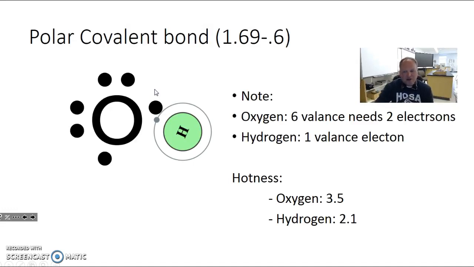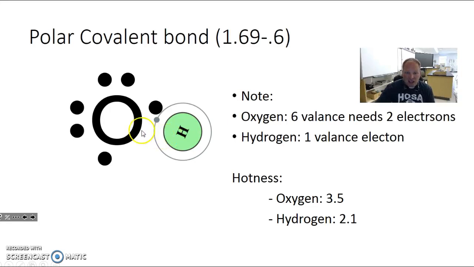Now the trick is, if you look over here in my notes, oxygen is a 3.5. Hydrogen's not that ugly. He's a 2.1. So even though oxygen wants to take them, he can't. He's not hot enough to take them. So instead of taking, they have to share, which is called covalent.